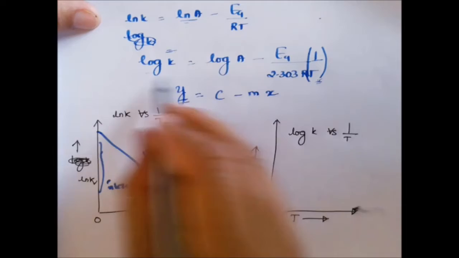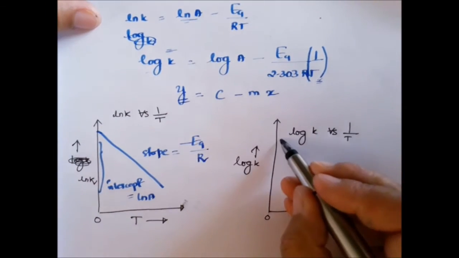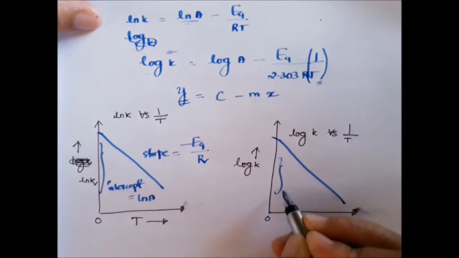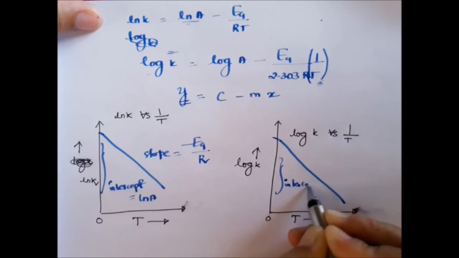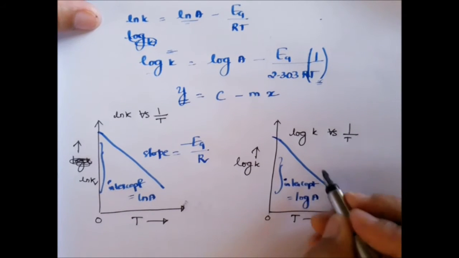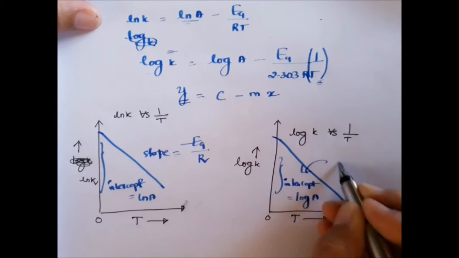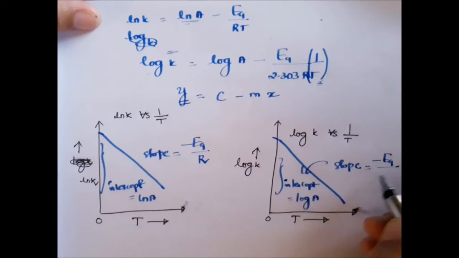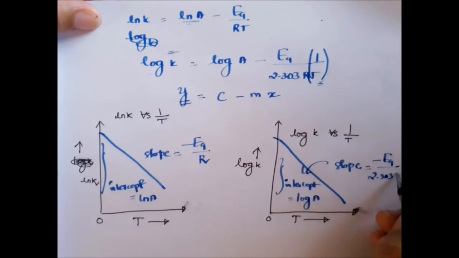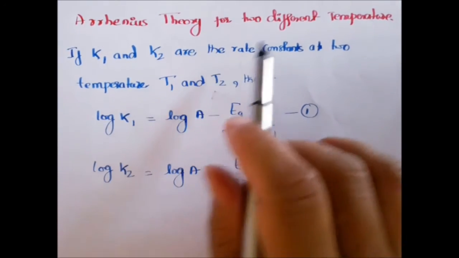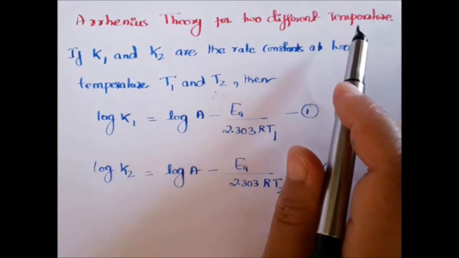So again when you plot a graph for this equation, you will get a straight line with intercept log A, and a negative slope equal to minus EA divided by 2.303 R. Now let us discuss the Arrhenius theory at two different temperatures.